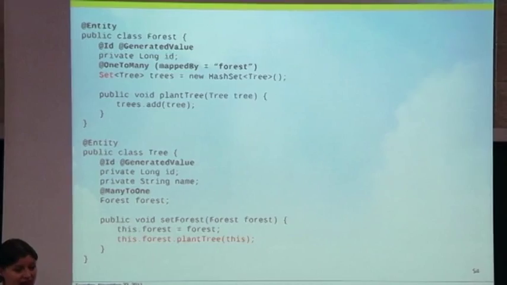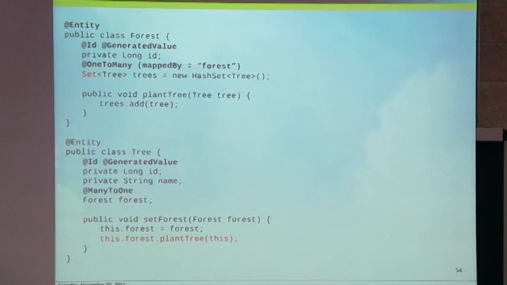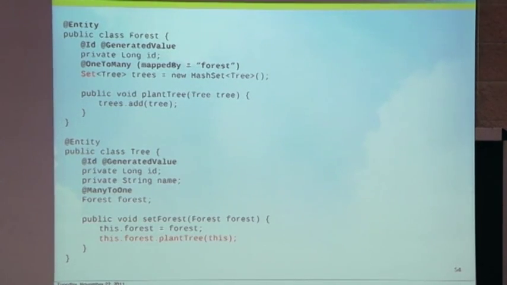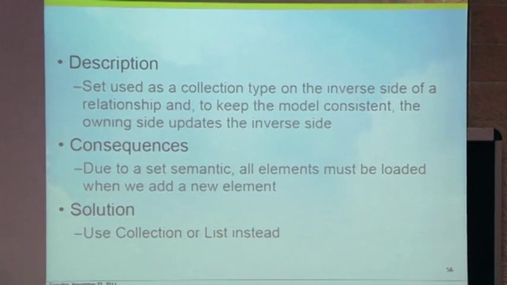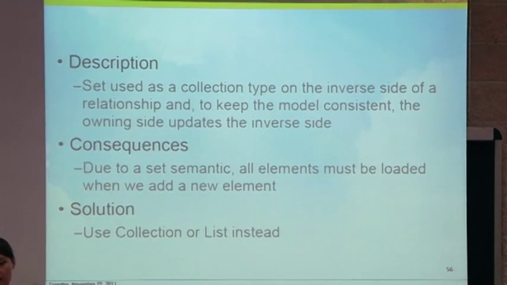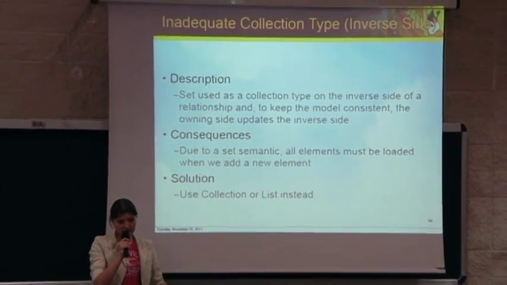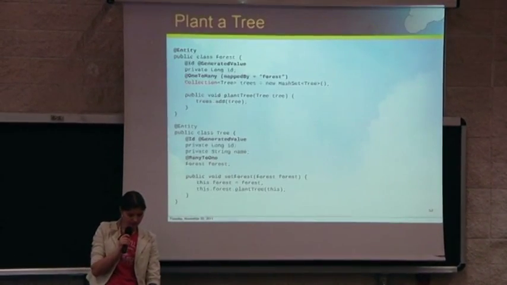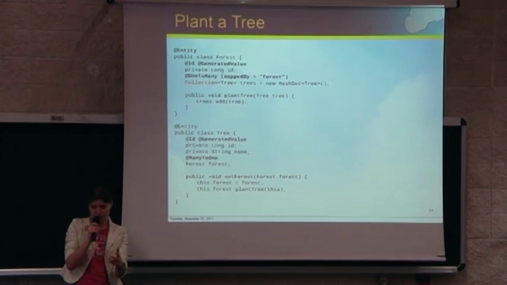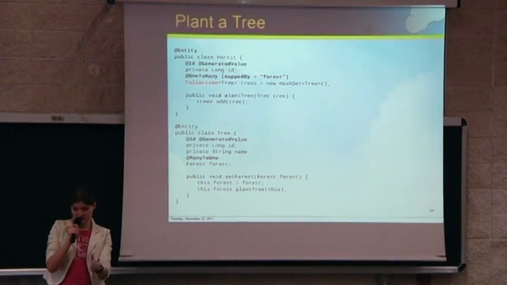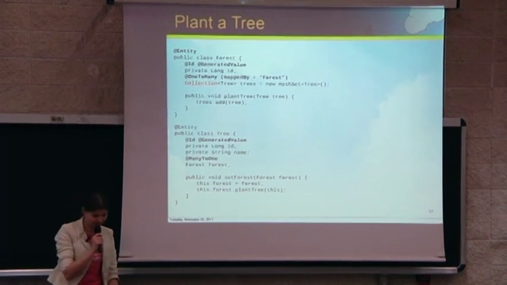Why? Because we've left a set on the inverse side. And again, Java set semantics. So instead of set, we should use collection or list. In such cases, Hibernate will not load the entire collection into memory. So instead of set on the inverse side, use collection. So you must be very careful with the owning side and your Java type and your annotations. More and more things to pay attention to, right?